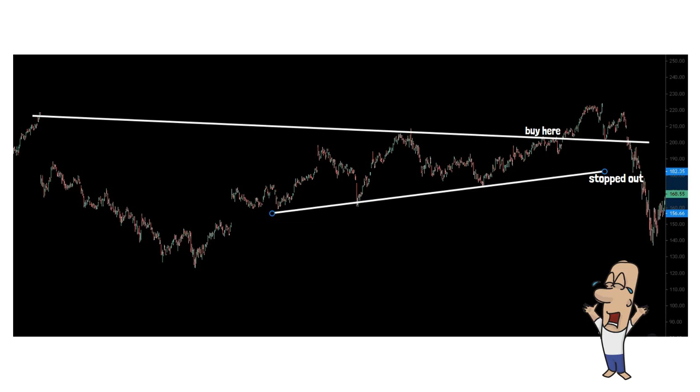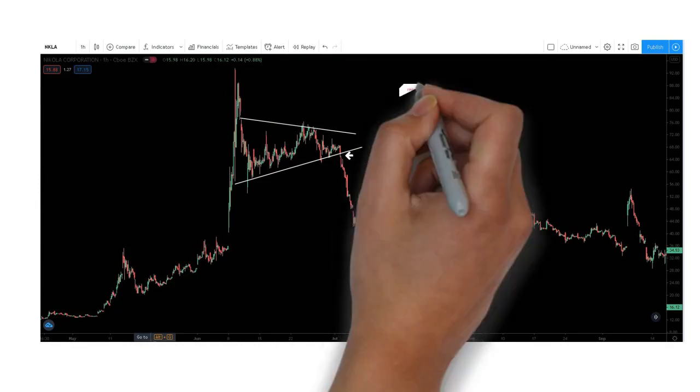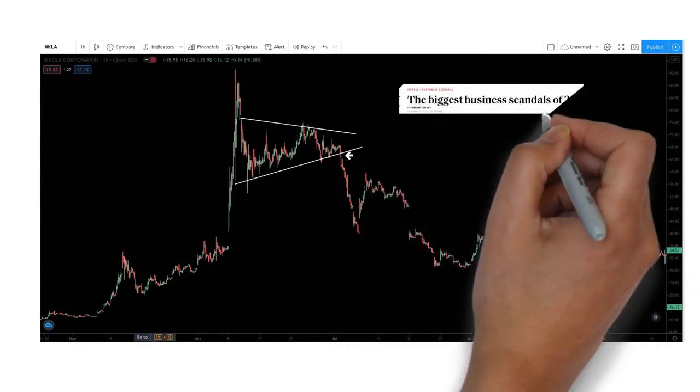So, that's the ascending triangle or wedge. What about the descending triangles? Let's go pattern hunting again. Here's the stock Nikola. Now, if you haven't already heard, Nikola has been caught up in some controversies.